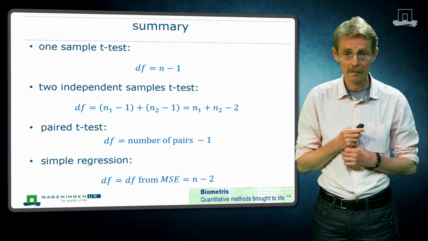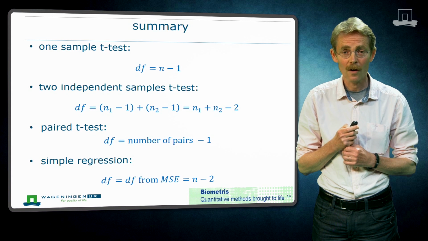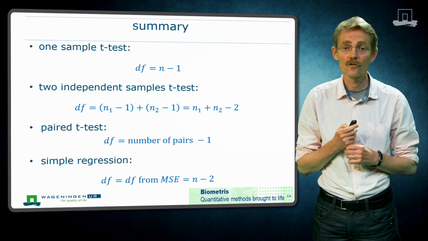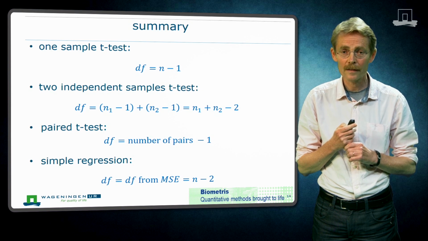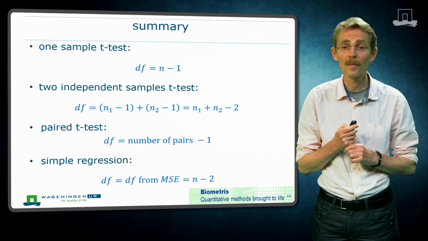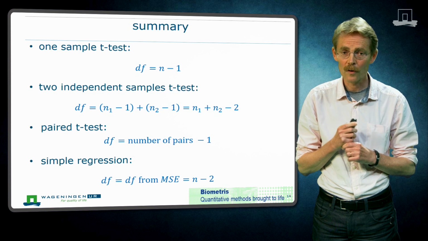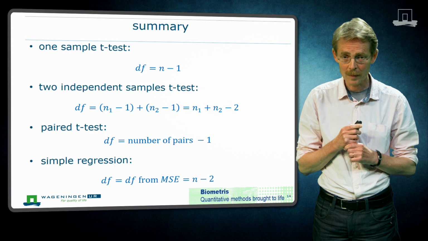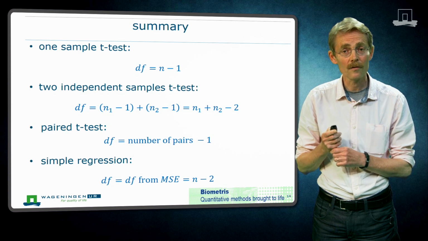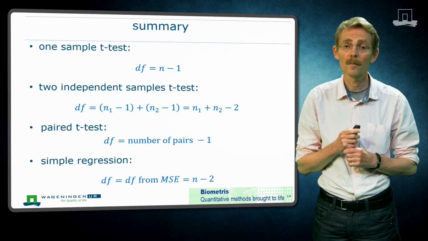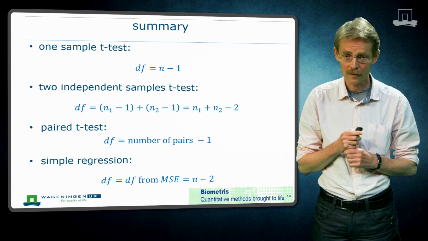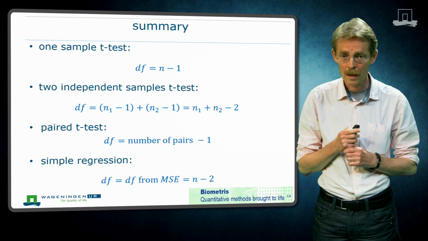The paired t-test, basically a one-sample t-test on differences, changes in our case in intake. So you have the number of pairs, the number of changes, minus 1. Simple regression: degrees of freedom are from the mean square error. They are n minus 2. We lose 2 degrees of freedom because of estimation of beta 0 and beta 1.